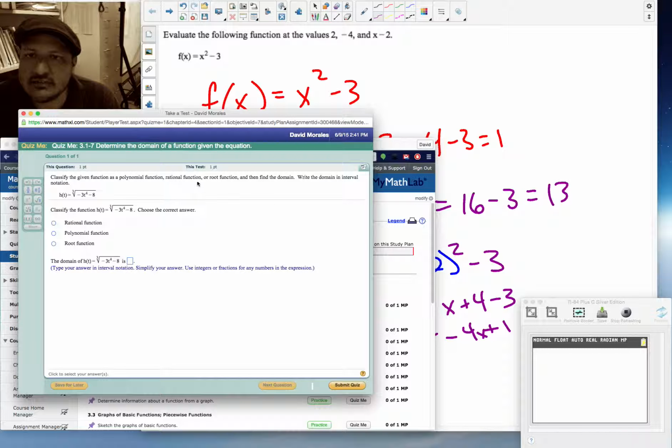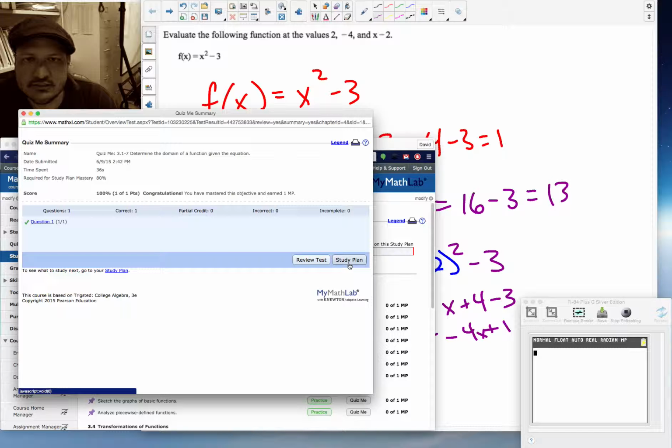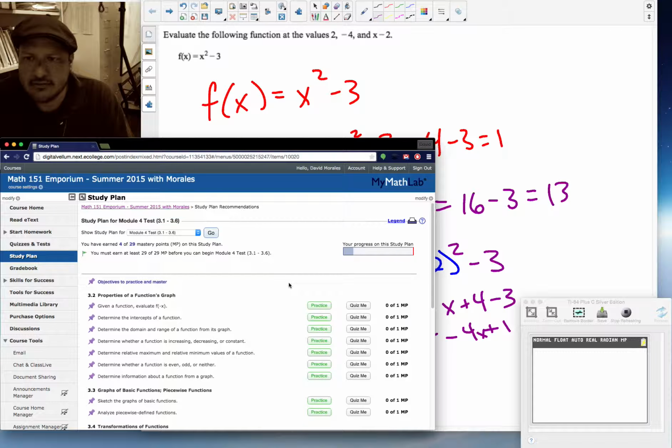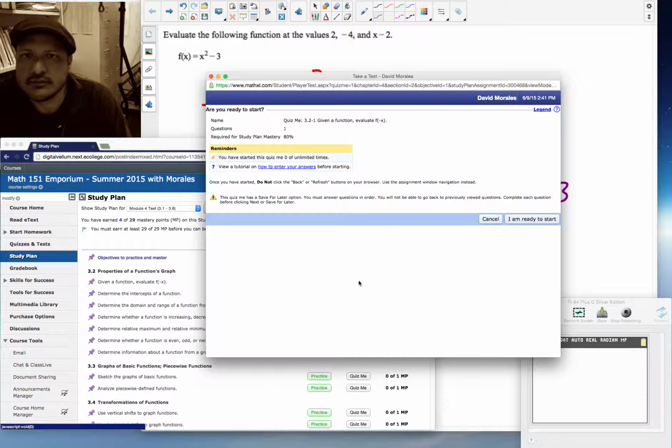Classify this as a polynomial, rational, or root function, and find the domain. So this one is a root function because it's the cube root. The domain is what numbers can you put in that are valid? Well, I can have positive and negative numbers when I take an odd root. So anything is good in here. So negative infinity to infinity. Now if it was a square root or a fourth root, that would be different. Then you just want 0 to infinity. And that was short enough that I'm just going to keep going on to 3.2.